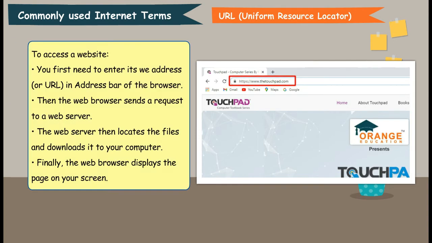To access a website, you first need to enter its web address or URL in the address bar of the browser. Then, the web browser sends a request to a web server. The web server then locates the files and downloads it to your computer. Finally, the web browser displays the page on your screen.